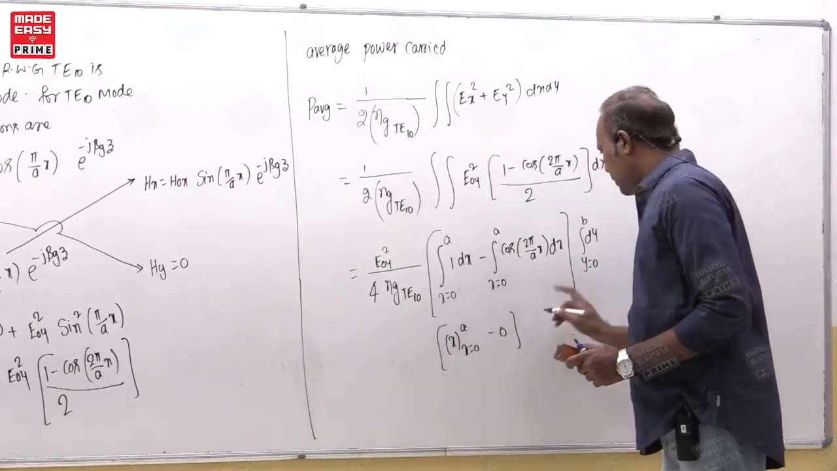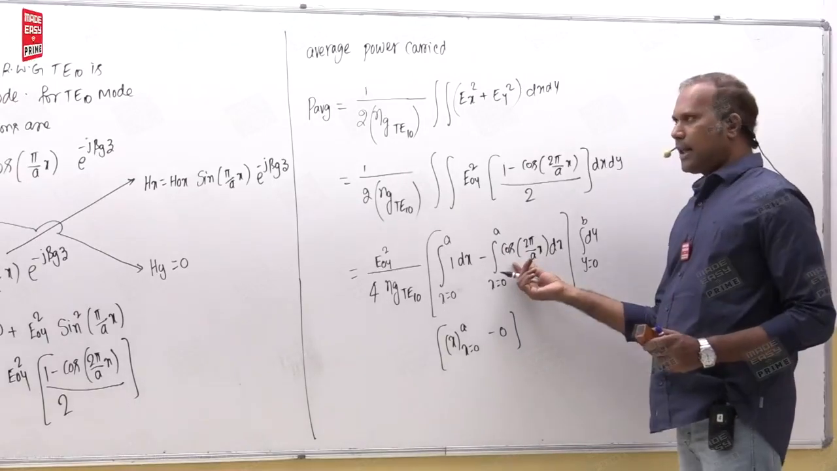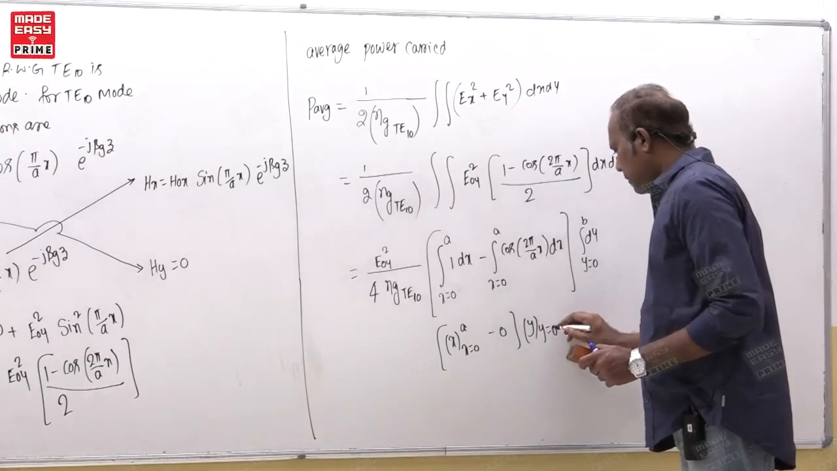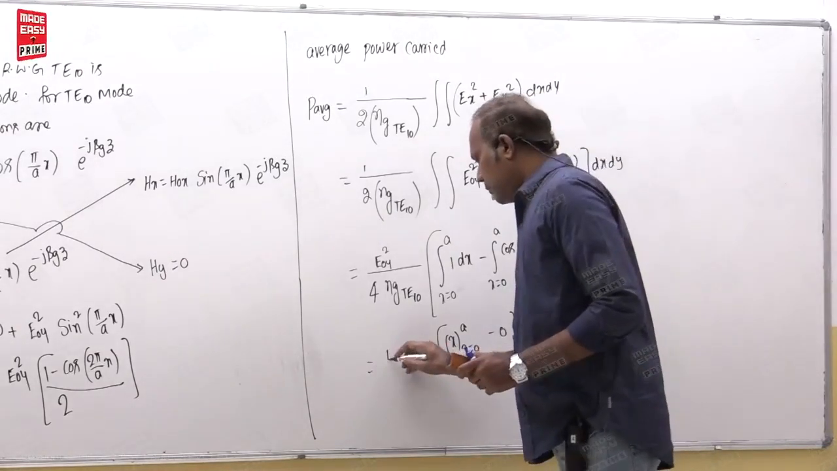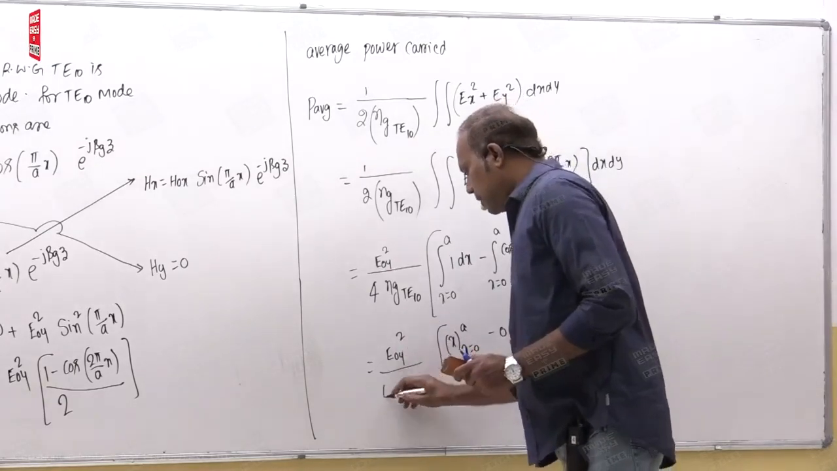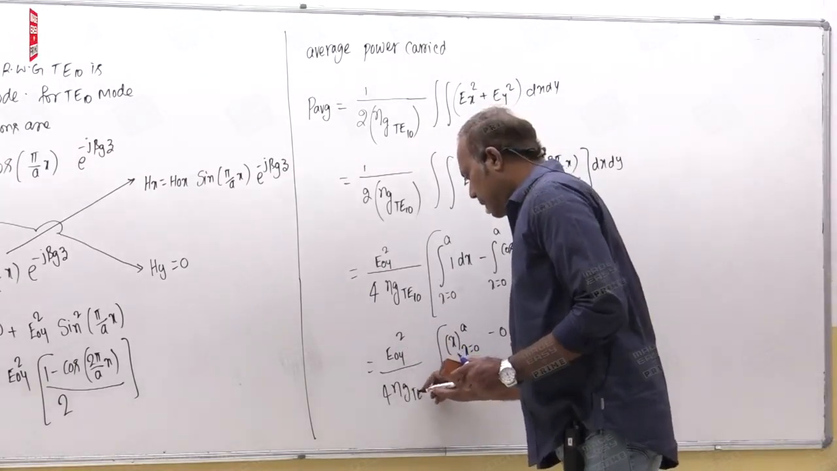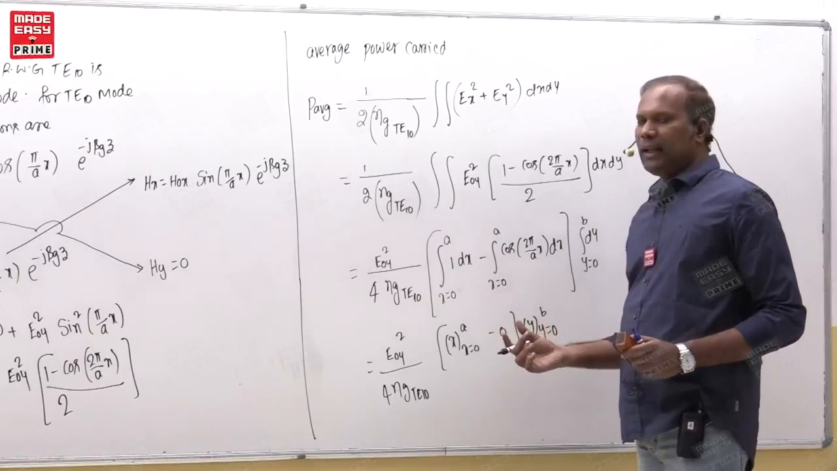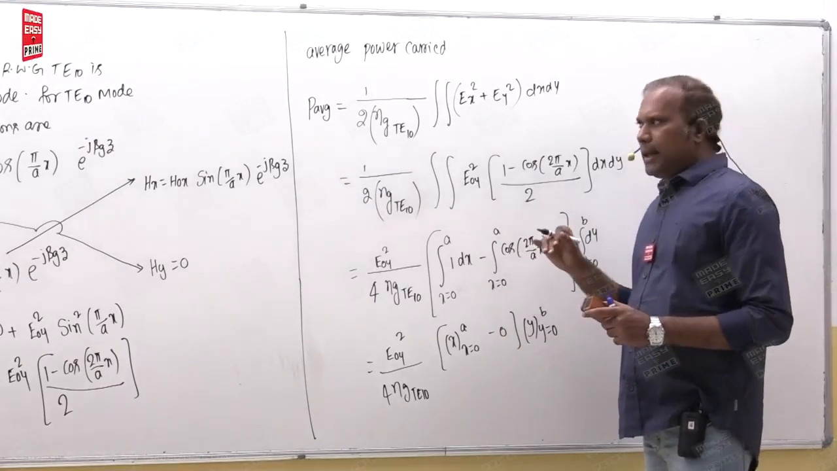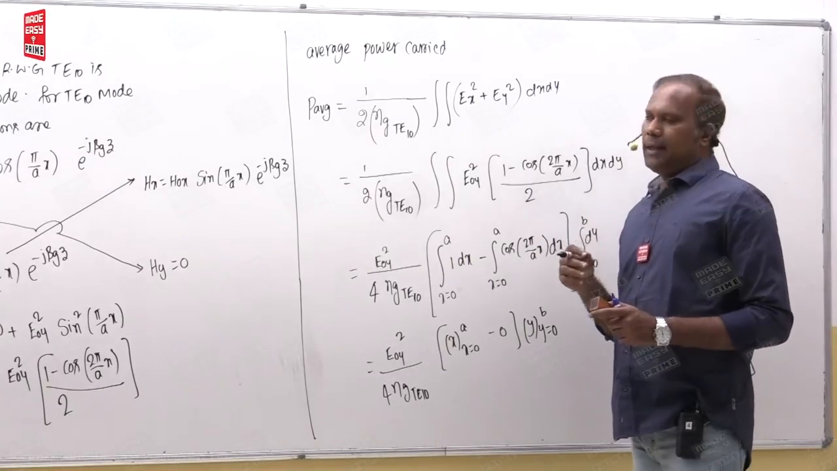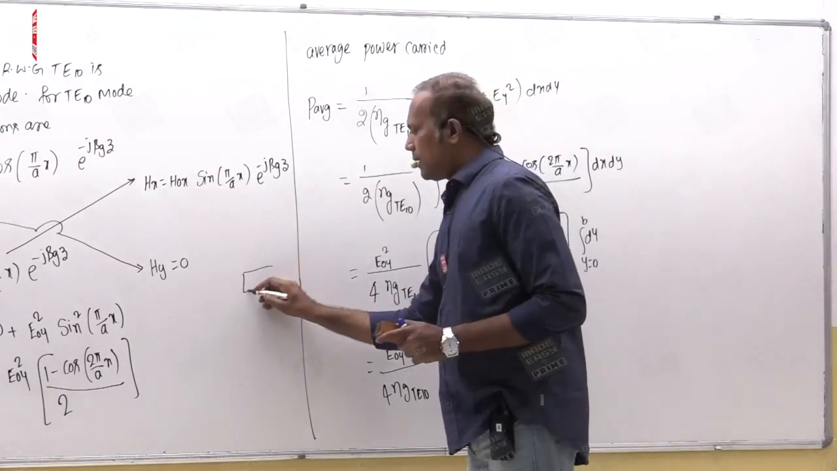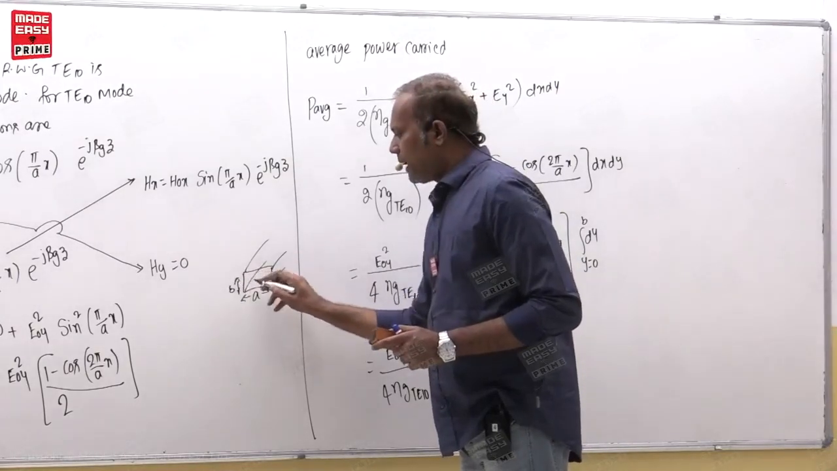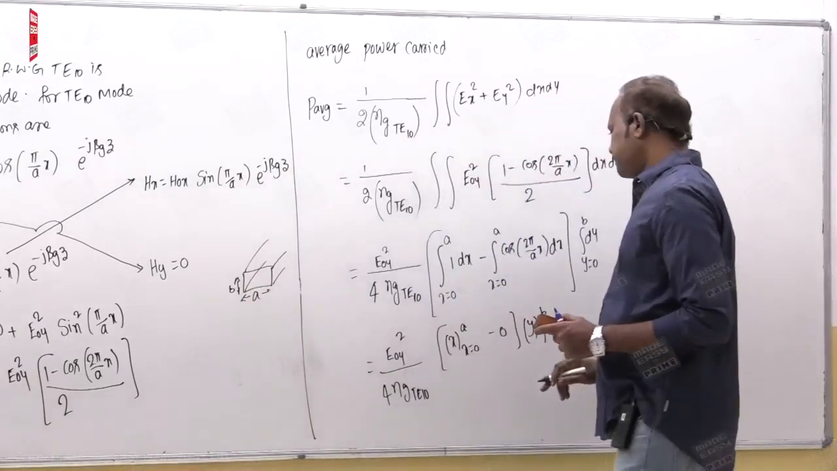Similarly for this one, because the integration of a cosine signal over a period is 0, you get 0 only. And this is y from 0 to b. So this one is E0y squared divided by 4 eta_g TE10 mode. This is a, this is b. A into B is the area of the input end of the waveguide. If this is the waveguide, then a is this one, b is this one, this is the open end, and the area of that is a into b.